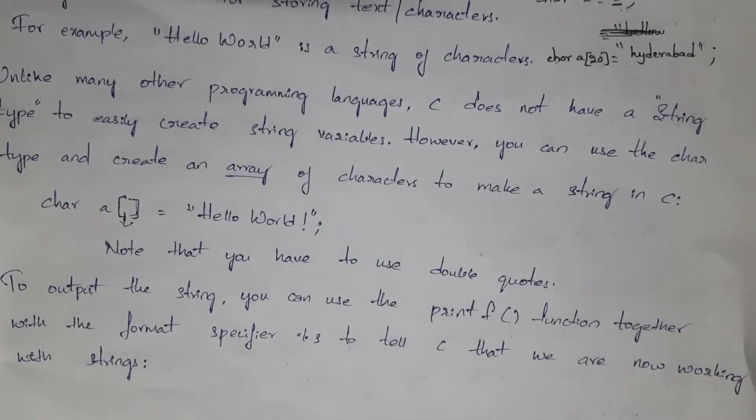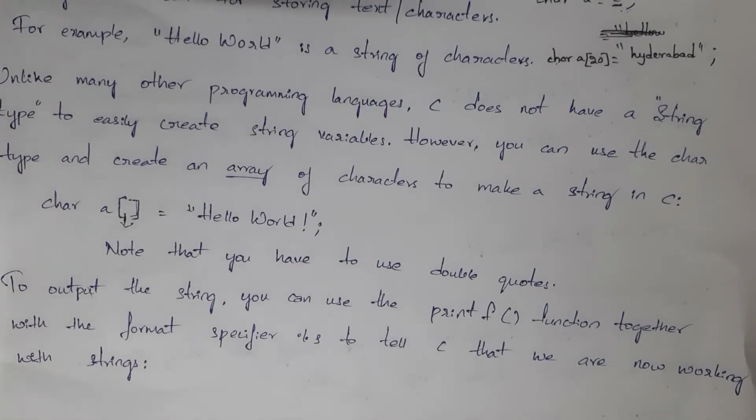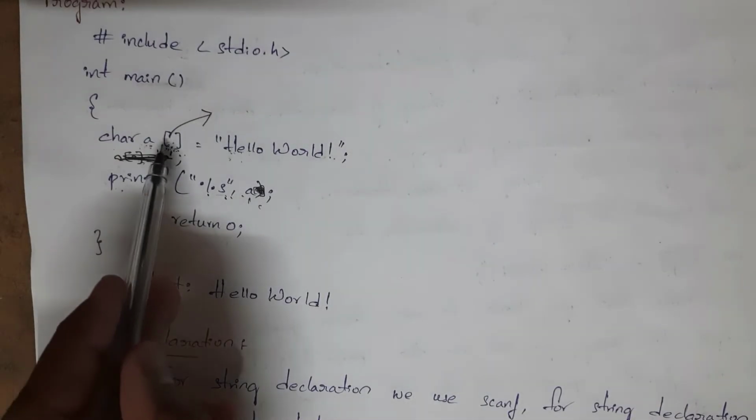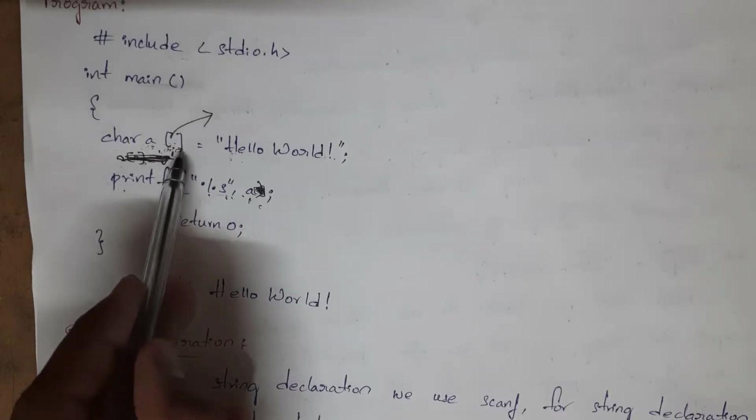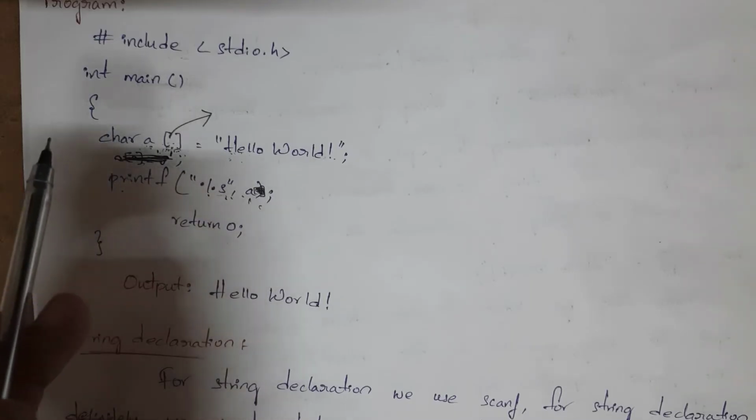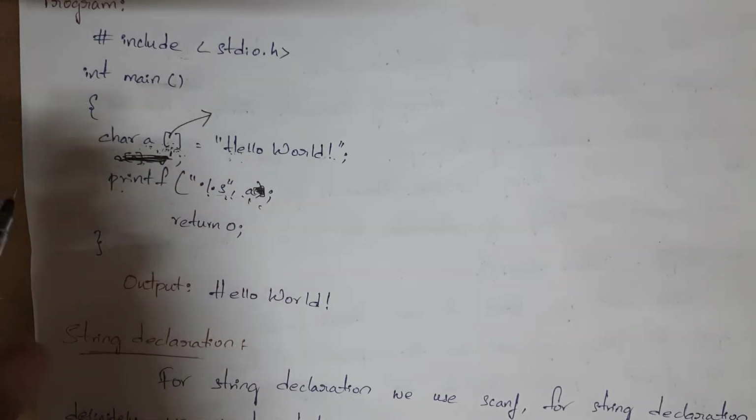Another important thing that you need to remember is that for a string we use the format specifier %s, where s stands for string. This is an example program. Here I wrote char A, open square bracket and then close square bracket. Inside the square bracket we need to write the size of the string. For example, if my string contains 10 characters, then I need to write the size of the string as 10.